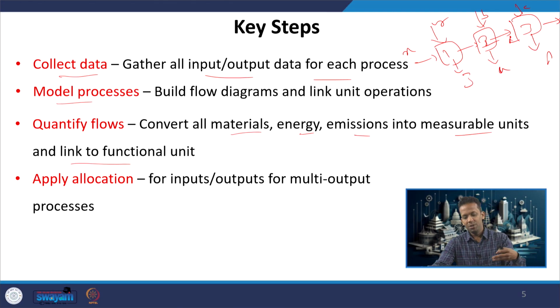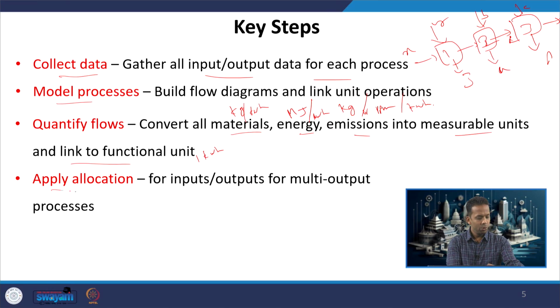It may not be possible to have all these measurements in a single unit, but irrespective of the units, if it is in kg, if it is in megajoule, and if these are in say again kg or just ppm, and the functional unit is say 1 kilowatt hour if it is for electricity, all these things should be able to be correlated as kg per kilowatt hour, megajoule per kilowatt hour output, kg or ppm per kilowatt hour output. That is how you quantify all the flows and link it to the functional unit.